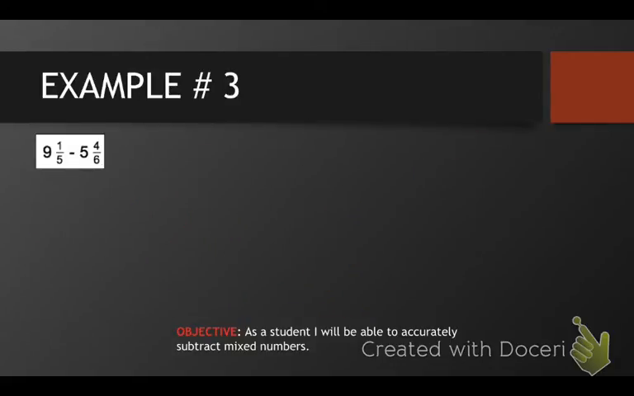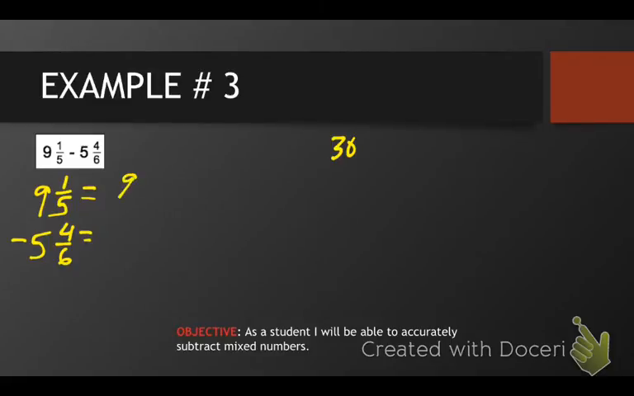We have 9 1/5 minus 5 4/6. So we're going to go ahead and get started. 9 1/5, we're going to line them straight up and down, 5 4/6, okay. We're going to go ahead and find a common denominator. We could list them out. If you do 5 and 6, you will find out that your common denominator is going to be 30. So we're going to go ahead and use that one.